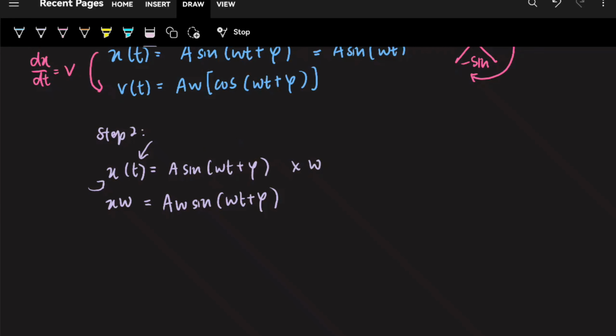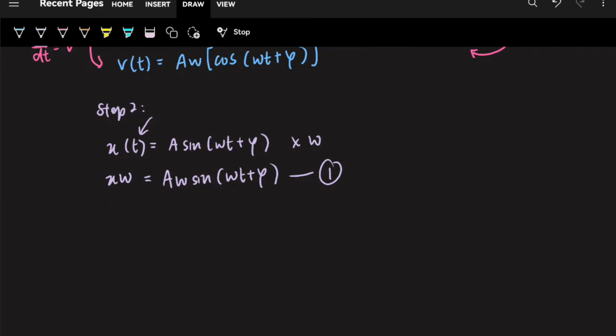Normal maths, you have done it before, right? And I'm going to label this as my first equation. Simple as that. We're doing good. Then I'm going to label my velocity function. I'm just going to put a bracket here. Velocity function.